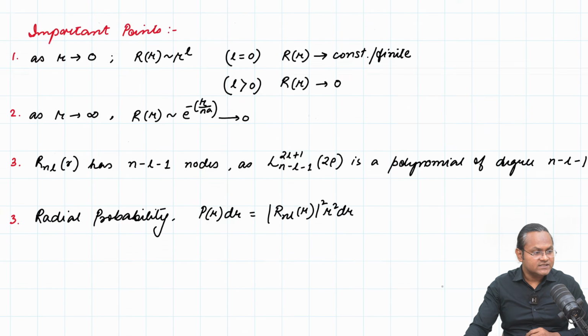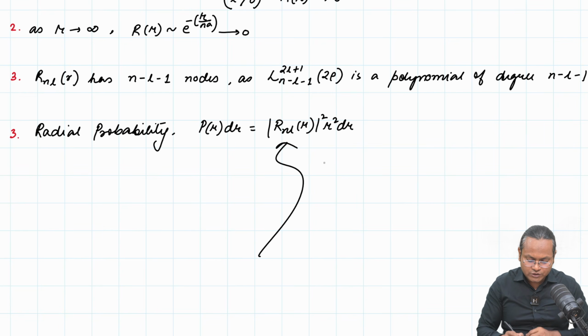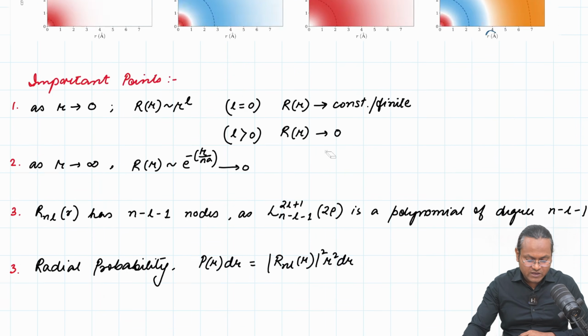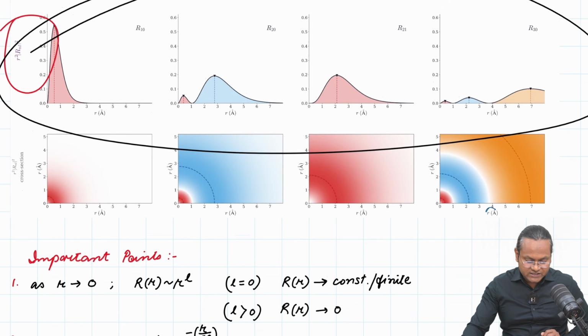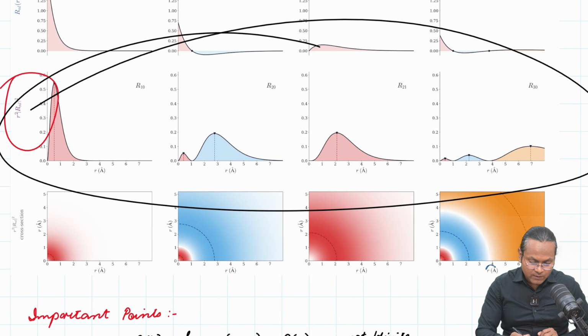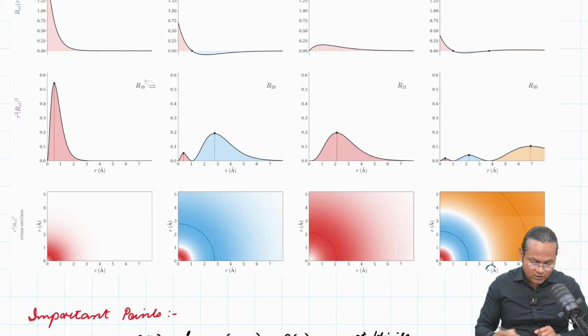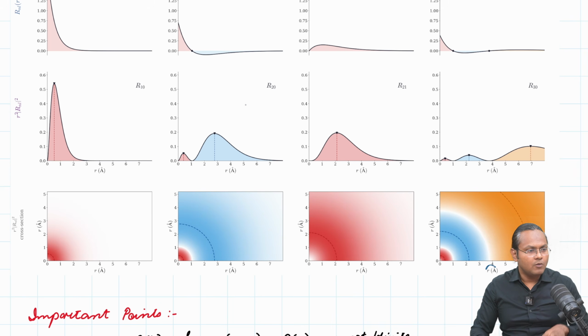And when I do this, I'm essentially not only taking the mod square of the radial function, but also multiplying with R square. What this does is it ends up giving me these plots that I have demonstrated here. In these plots, you can see that we multiply the wave function or the radial solution with R square and plot it accordingly, then we end up getting these kinds of probability density distributions.